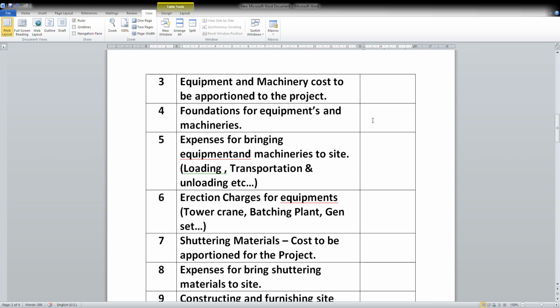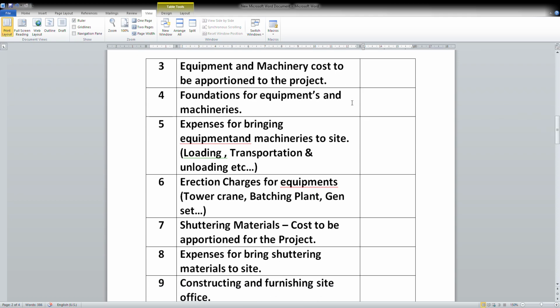Now you require foundations for equipments and machineries. Suppose you want to place a DG set, you need a platform. You want to have a tower crane, you need a foundation. You want to establish a batching plant, there is a cost involved in it. So those details can be taken here. Generally, these details will not be available in the BOQ. Therefore, this can be calculated separately and taken in the indirect expenses.